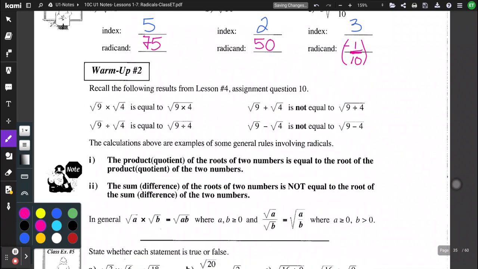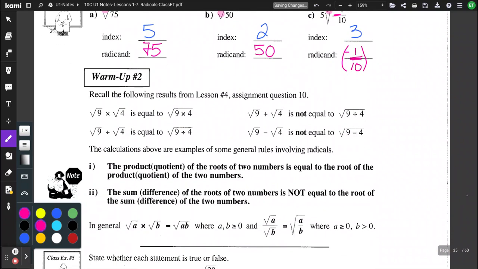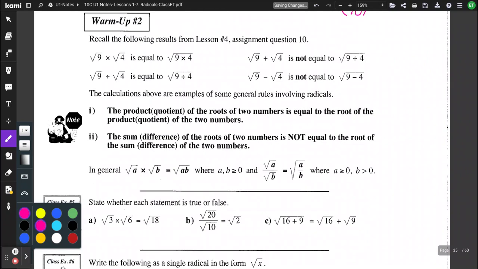All right, let's take a look at a couple different processes. Let's see if with multiplying and adding and subtracting, we get the same answers. If I multiply, say I've got root 9, how big is the square root of 9? 3, good. How big is the square root of 4? 2, good. So what is 3 times 2? 6. So my answer should be 6. Well, what is 9 times 4? 36. So this is actually the square root of 36, which gives us 6.